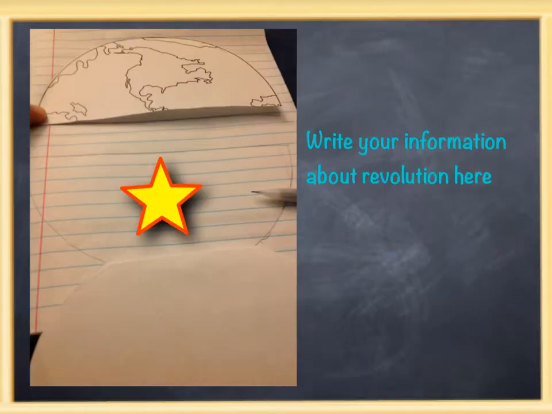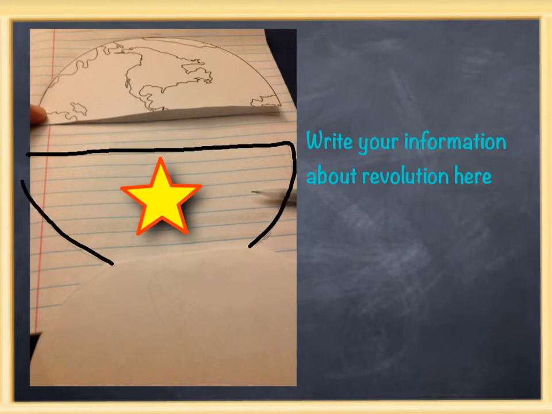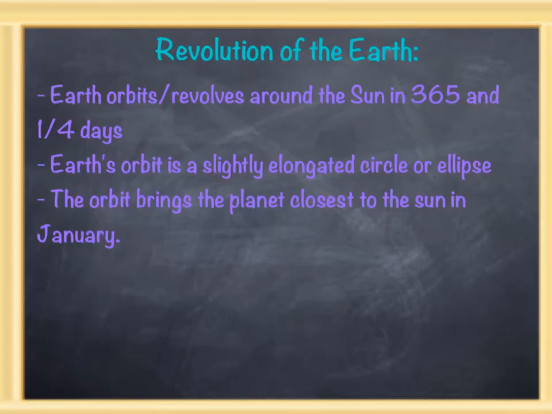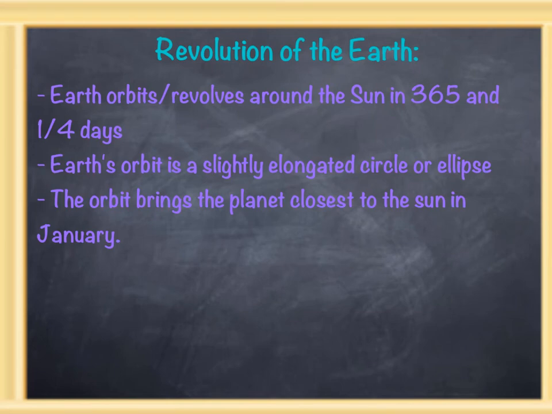Now I'm going to start working on revolution. You're going to flip down your foldable, but before you do so, you may want to outline like we did before. We're going to go over the revolution of the Earth. So Earth's orbit revolves around the sun in 365 and 1/4 days. Now, 1/4 day may sound a little funny, and we don't have 1/4 days, but there is a way for us to have those 1/4 days added up. If you know the answer, put your answer down on your foldable.